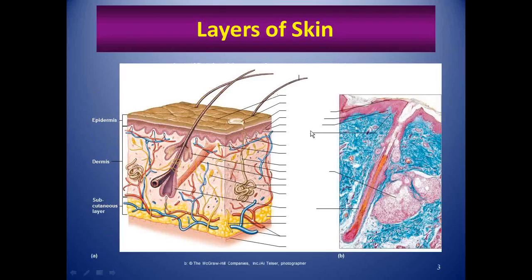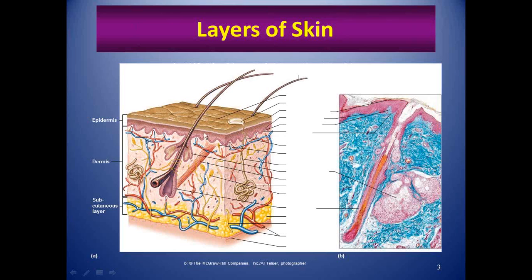So here is a picture of the layers of the skin, the basic part of the integument system, and we talk about having three basic layers to it: the epidermis, the dermis, and the subcutaneous. Subcutaneous can also be called hypodermis. So hypo means low, so the lower level. Epi means above.